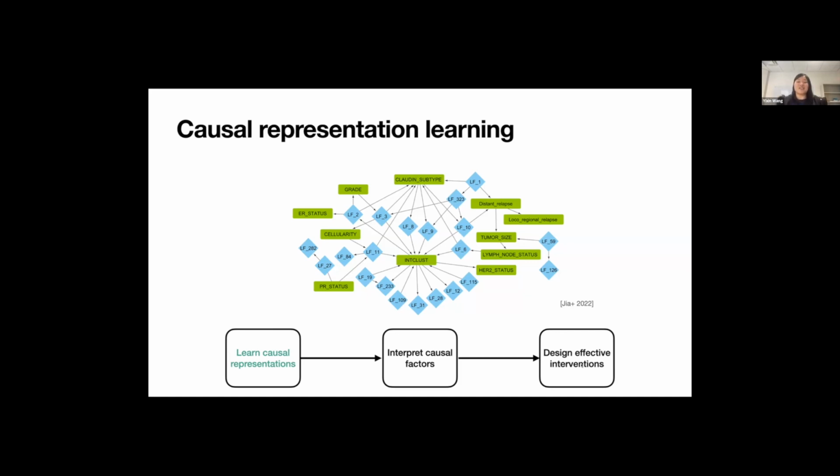Of course, going all the way to designing effective interventions is not something we can do right now. It needs to go through all of these interpretation steps. But what this talk is going to be about is the first step: how do we learn these causal representations to identify these latent causal factors that are semantically meaningful?